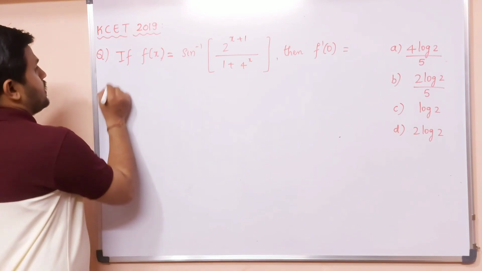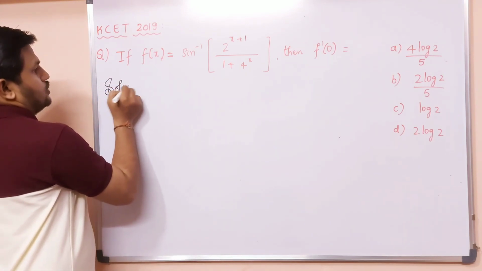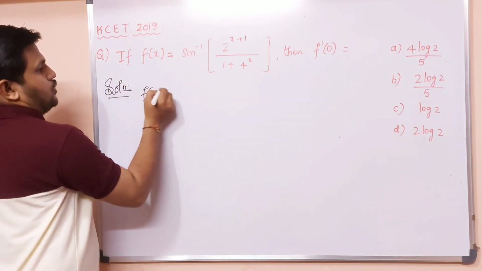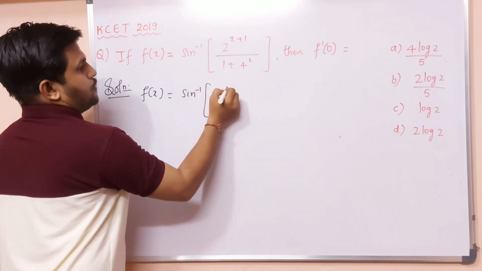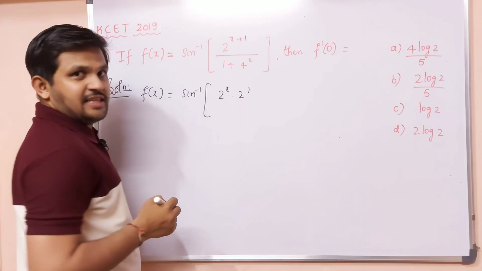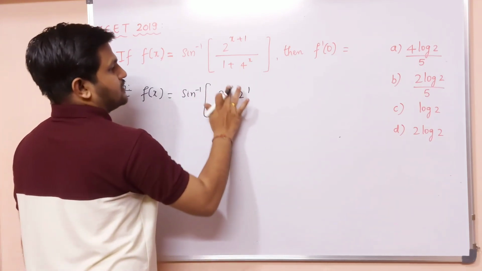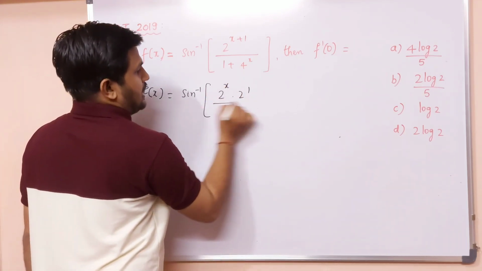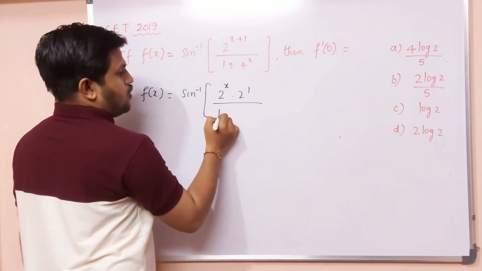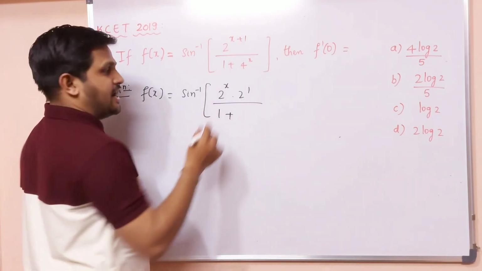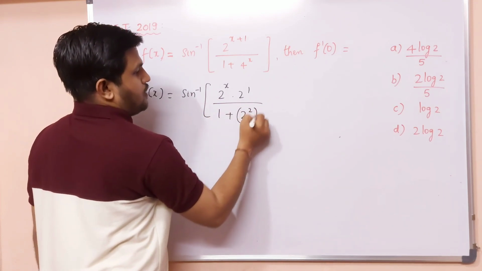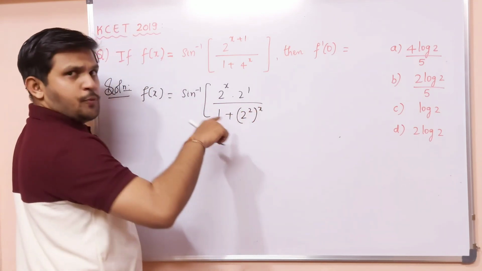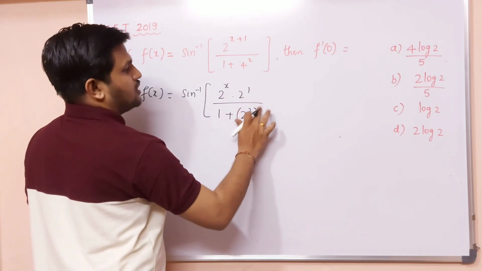Well, f of x is equal to sin inverse of 2 power x into 2 power 1. We can write in this form, 2 power x divided by 1 plus 4 power x, we can write it as 4 is nothing but 2 square whole power x, or you can write 2 power x whole power 2, both are the same.